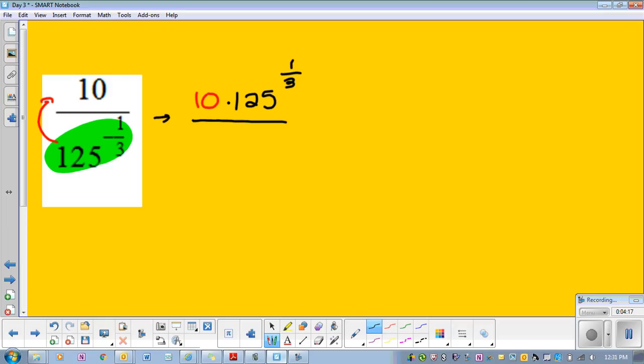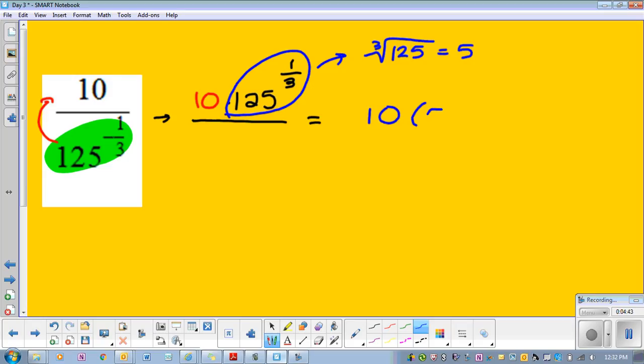All right. So then there's a 1 in the denominator, right? So really, I don't need to have this fraction bar anymore. But what is 125 to the 1/3 power? That's the cube root of 125, which is what? 5. So now we have 10 times 5, which equals 50. Okay? Are we okay with this? All right.